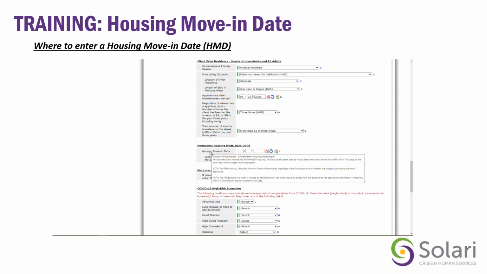Another note, for PSH projects, if the client is housed by another project, the client should be exited from the program to an appropriate destination. A housing move-in date should not be recorded in this case. The location of the housing move-in date: select the Maricopa County city or region the client moved into permanently housed. This applies to PSH and RRH projects only.